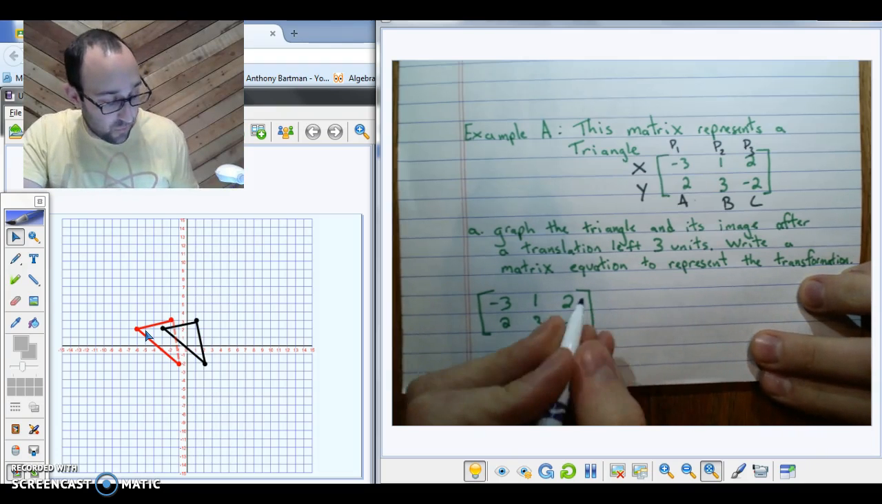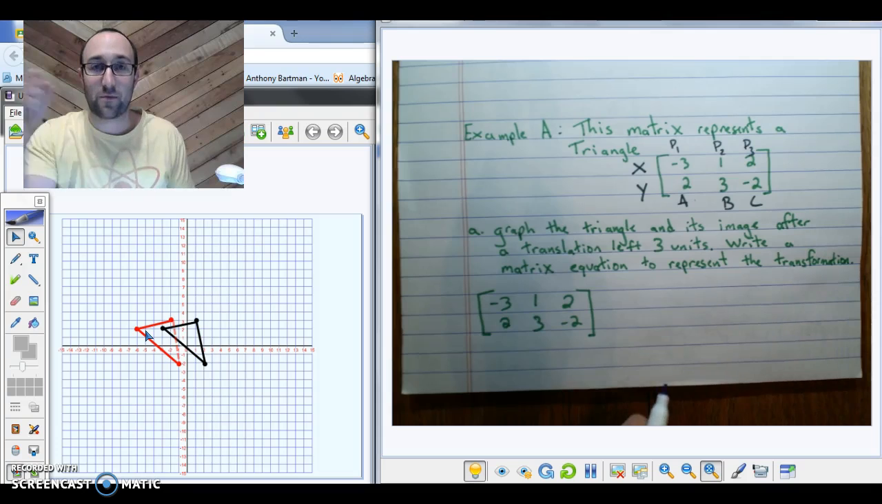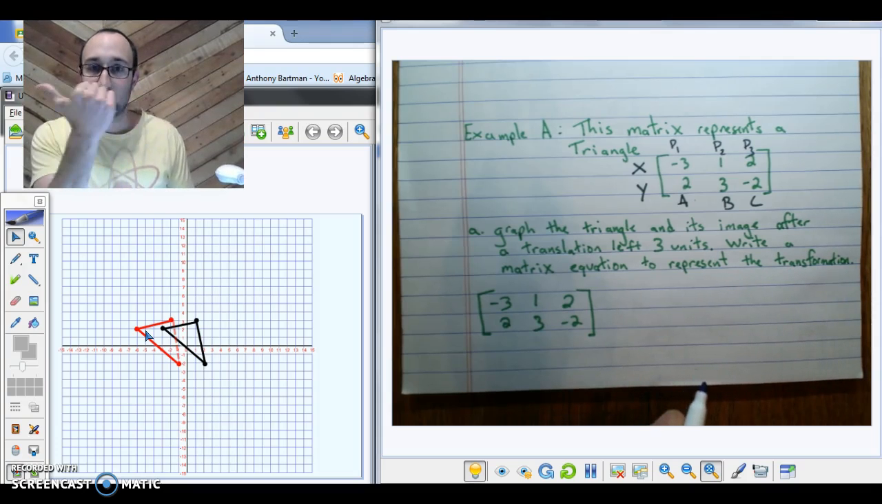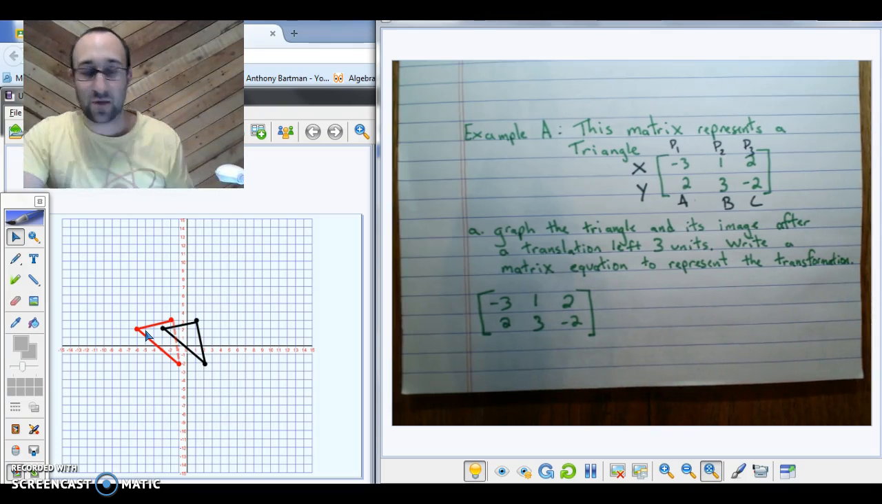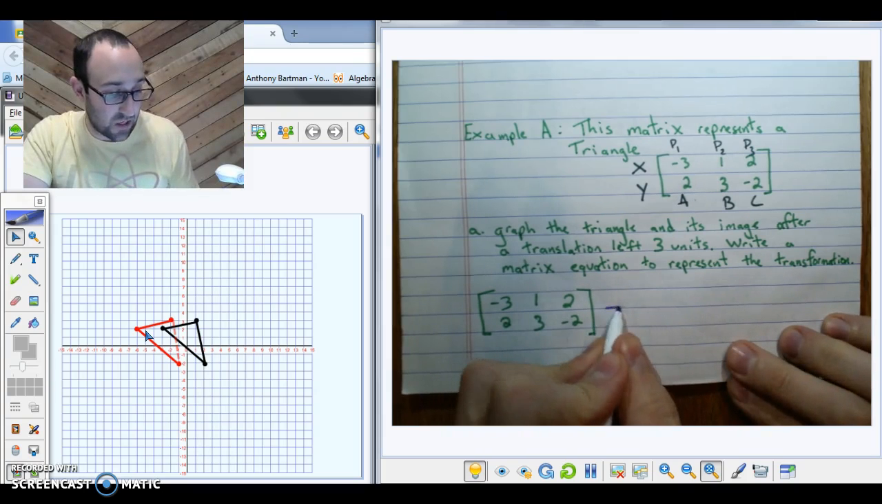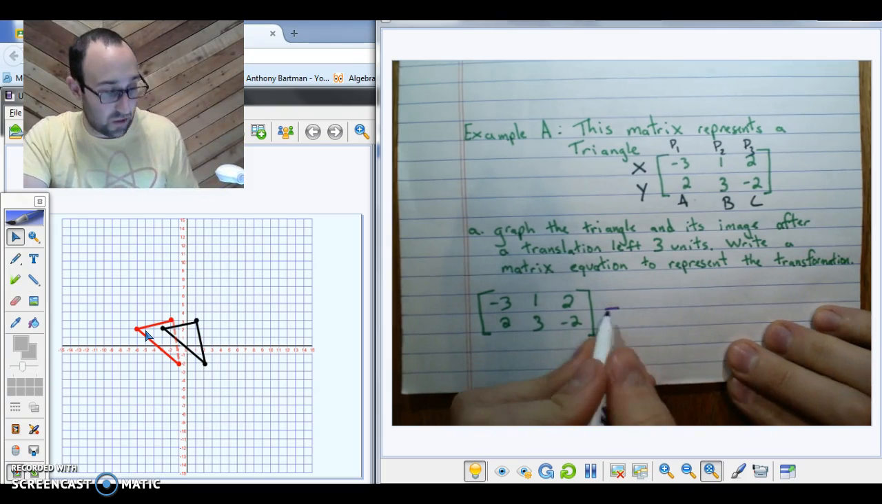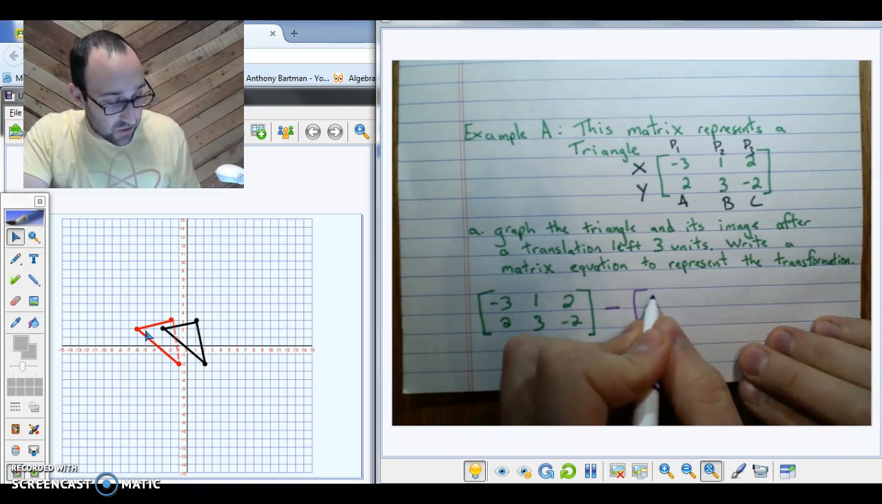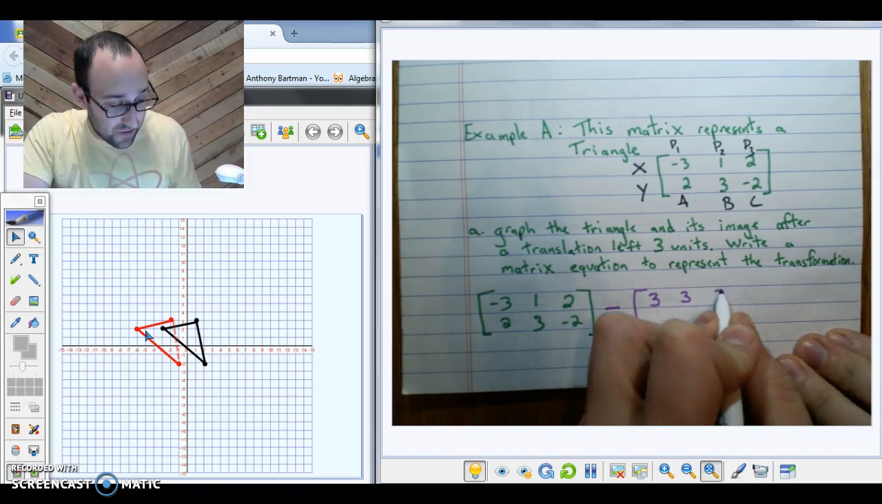So that means if we're moving to the left, left means going this way, right? We're going this way. So that means we are going to be subtracting 3 from the x's. So we could do minus, and in this matrix, it's going to be minus 3, minus 3, minus 3.